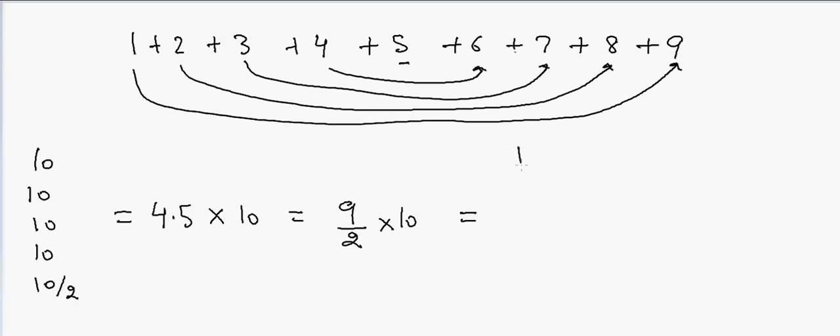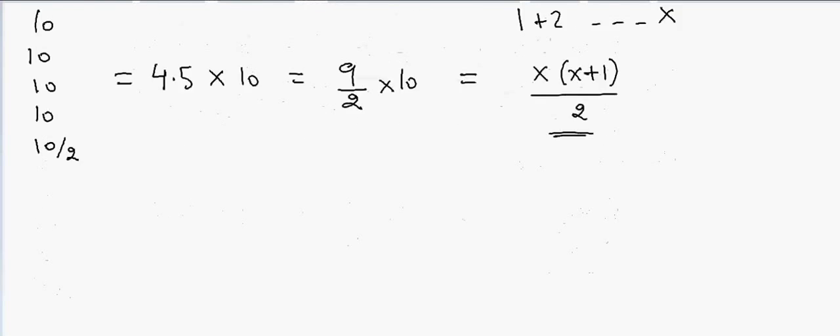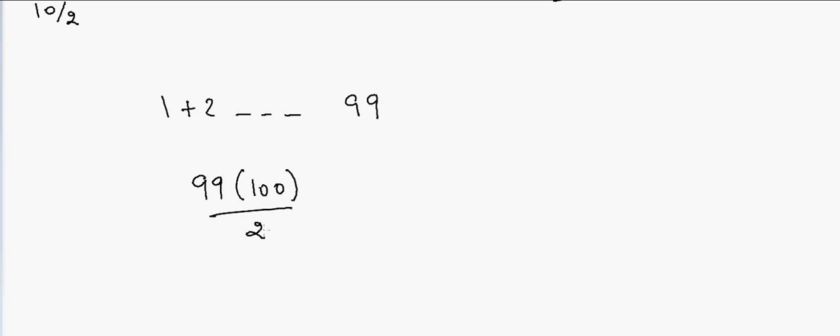Suppose I have to add 1 plus 2 until x. We can write this as x into x plus 1, which is 10, divided by 2. So we can use this formula for any kind of sequence. Suppose now we have to add 1 plus 2 until 99, so the answer will be equal to 99 into 100 divided by 2. If I have to do the same thing until 100, then I can do the same.